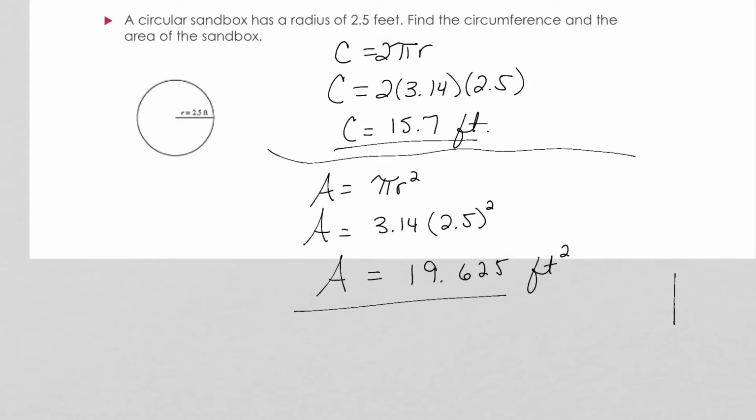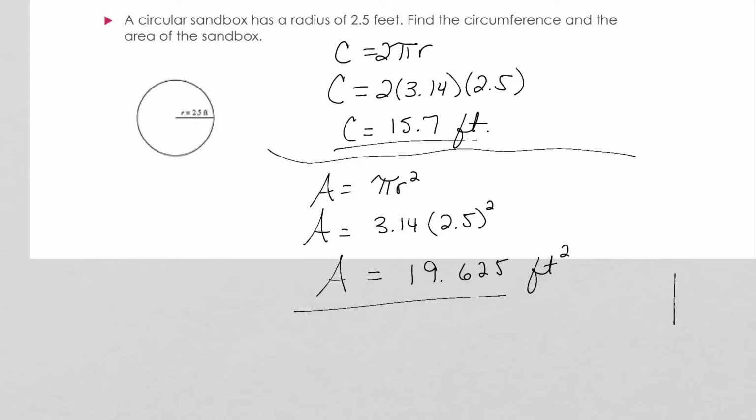So this problem, notice that it didn't say anything about where to round. So my calculator terminated after the 5. So the true answer on this problem right here was 19.625. That's what the calculator said. I didn't round that at all. So it really does depend on what the question says.